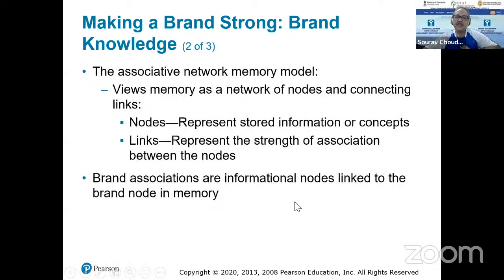Making a brand strong: brand knowledge, associated network memory model, uses memory as a network of nodes and connecting links. If you see the brain, there are a lot of threads called neurons, and they are connected. One thread is connected to the other through nodes. These are called network of nodes and connecting links. Nodes represent stored information or concepts. These nodes actually keep your memory. And links represent the strength of association between the nodes.